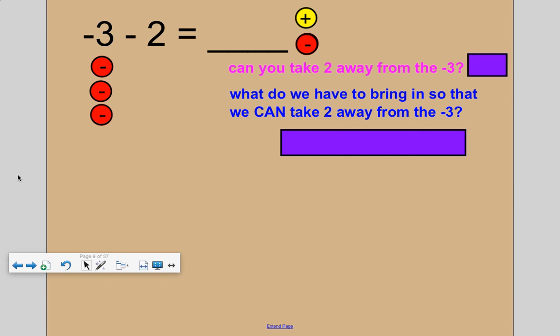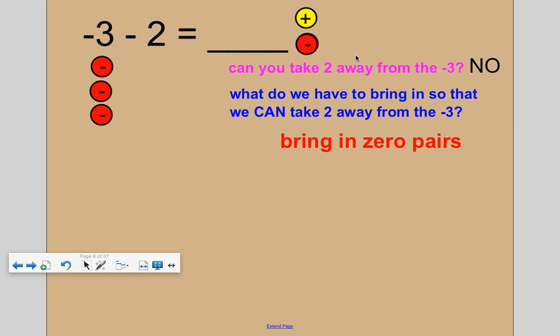Now let's get to a little harder where we talk about 0 pairs. If you have 3 negatives and I need to take away 2 positives from it, can I take 2 positives from these 3 negatives? The answer is no. So what do we have to bring in so that we can take 2 away from the -3? Do you remember earlier I said something called 0 pairs? Well, we're going to bring in 0 pairs. So we're going to add 0 pairs to it. So I add 2 0 pairs to it.